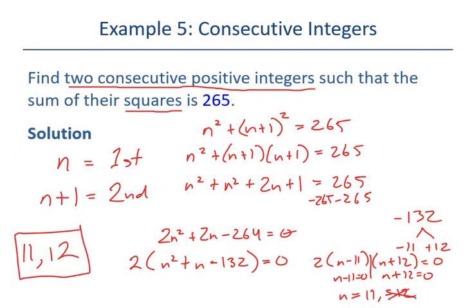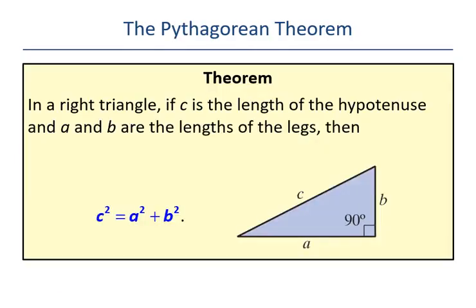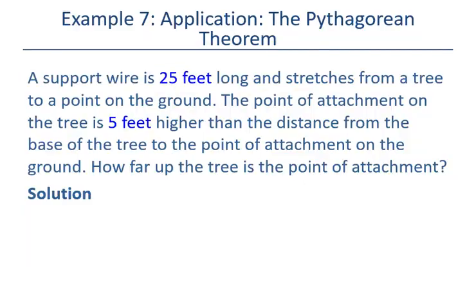Okay, let's do one more using a different type of problem. Pythagorean theorem. In a right triangle, if C is the length of the hypotenuse, which is right here, and A and B are the legs. Sometimes you also see it written this way, A squared plus B squared equals C squared. You can write it either way. So let's look at the problem.